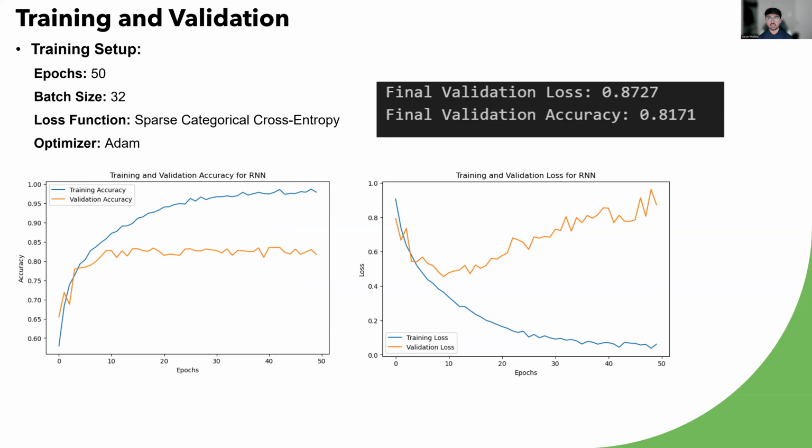Overall, my model has come out with a validation accuracy value of around 81.7%, which is approximately 82%. We can see the training and validation accuracy for the RNN here, and the training and validation loss for the RNN in this graph. We can see that as we move through the 50 epochs, the training and validation accuracy has been consistent.